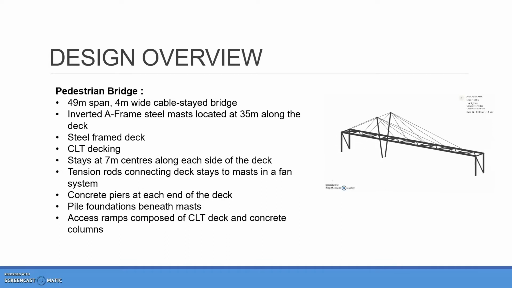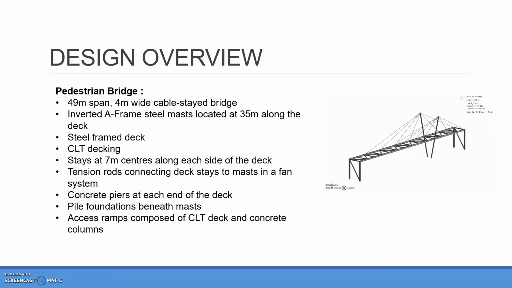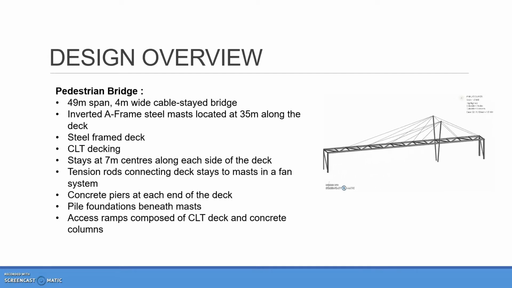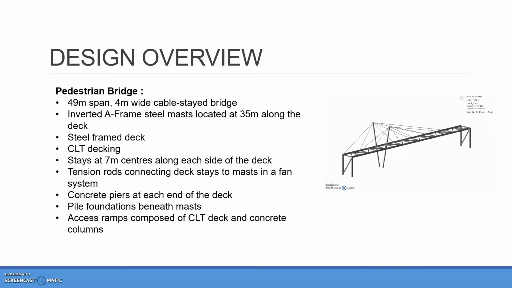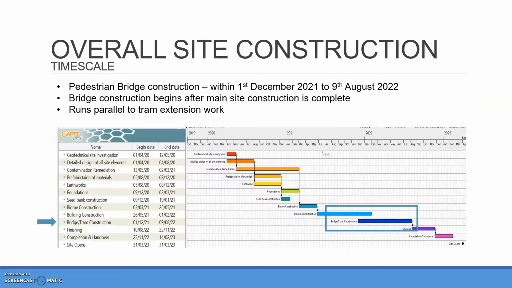The pedestrian bridge has been designed as a cable-stayed structure, with a 49-metre span and a 4-metre width. The decks will be supported by tension rods connecting to an inverted A-frame, as well as concrete piers at each end of the main span. The key components that will be used for the construction of the bridge are detailed on screen, and can also be found within the construction drawings. This includes circular hollow sections, UB sections, and tension rods.